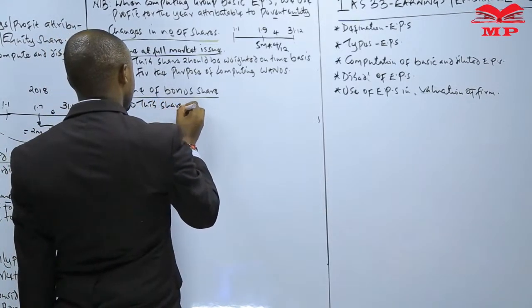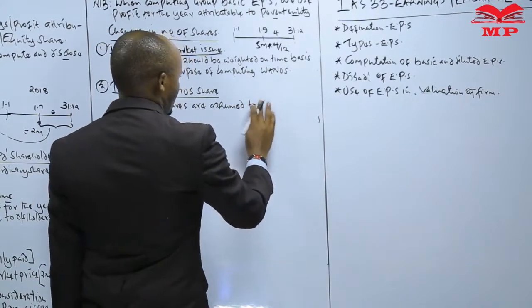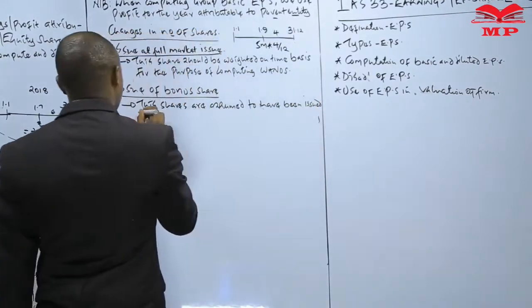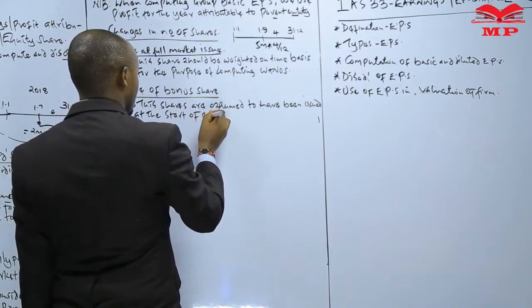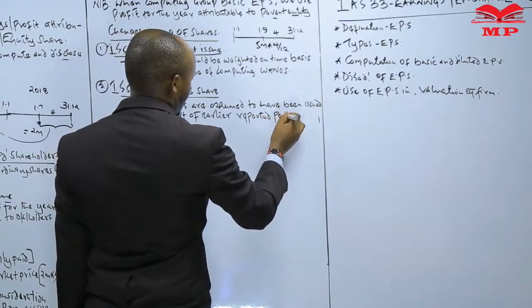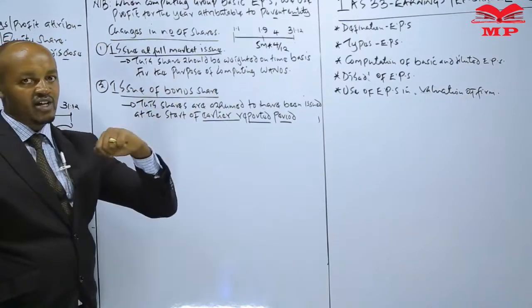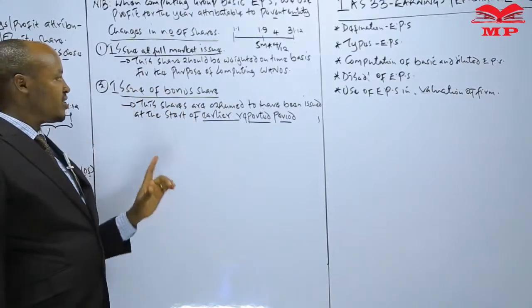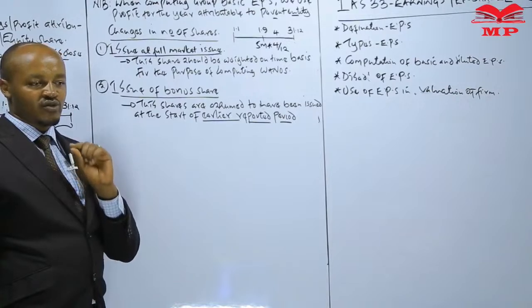These shares are assumed to have been issued at the start of the earliest reported period. That is very, very important. Now, before we look at that, assuming we are to compute the basic earnings per share for 2018, and also we are given some information about 2017. Those shares which were issued during the current year, that is 2018, at nil consideration, are assumed to have been issued at the start of 2017.